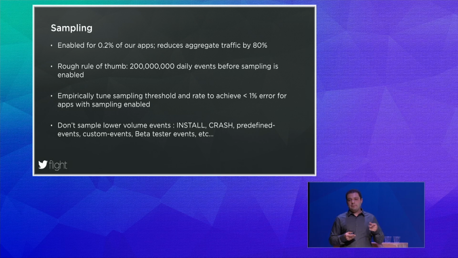And the way that we set sampling up is we took these large applications and we empirically performed the computations against their entire data set and against a sample of their data set, 10% constantly sampled against a constant set of devices. And what we found is that if an application reaches roughly 200 million events per day, we can start sampling for that application at 10%, and the error rate would be limited to 1%.